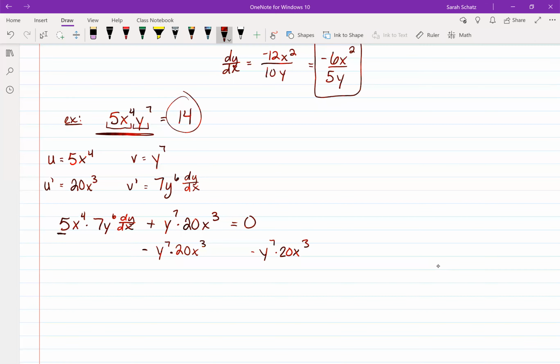I'm also going to multiply this 5 and the 7 together. So you guys, this is 35x to the 4th, y to the 6th, dy dx. And over here, I'll have minus 20y to the 7th x cubed. So I just changed the order a little bit. It's easier if you have your coefficients in the front. So from here, all I've got to do is divide both sides by 35x to the 4th, y to the 6th.